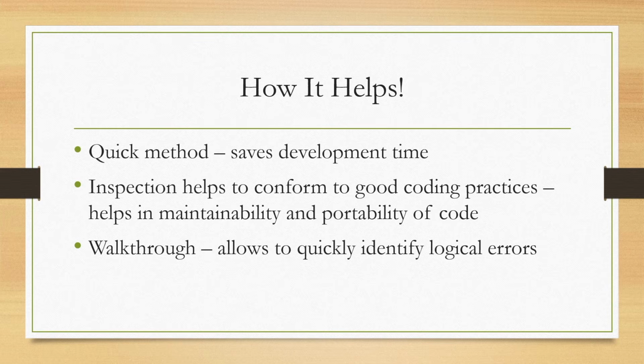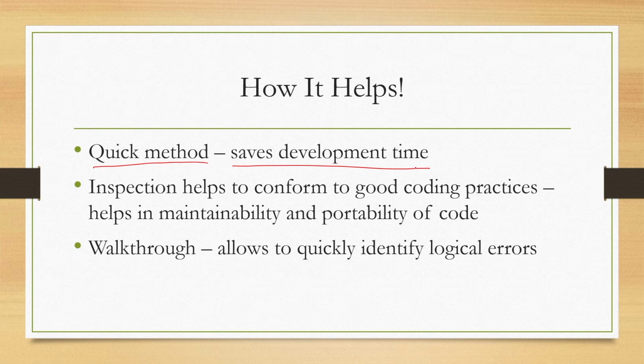In case of inspection, the primary objective is to check if the code follows the standards, and in case of code walkthrough, the primary objective is to check if there are any logical errors with respect to some representative test cases. So, how do these methods help? These are quick methods, similar to the prototype evaluation methods, namely heuristic evaluation and cognitive walkthrough. These methods can also be applied in a relatively quick way. So, eventually they help us save development time.